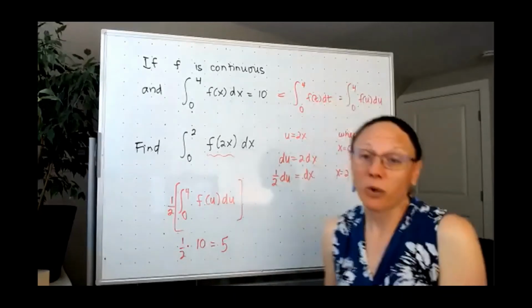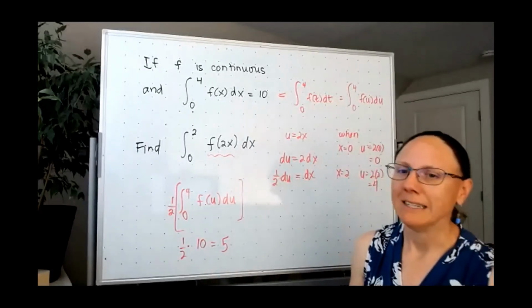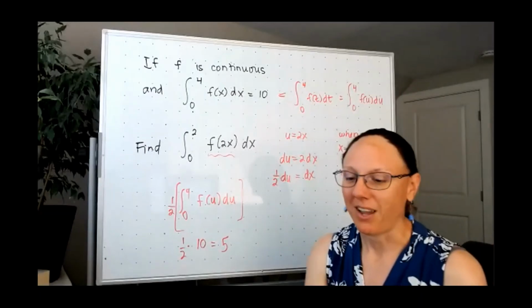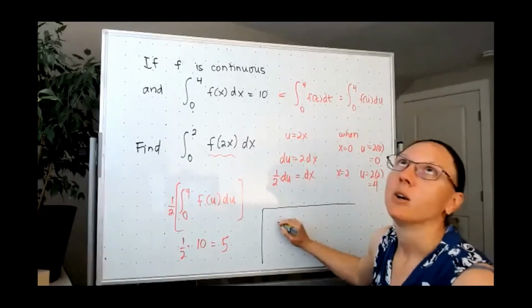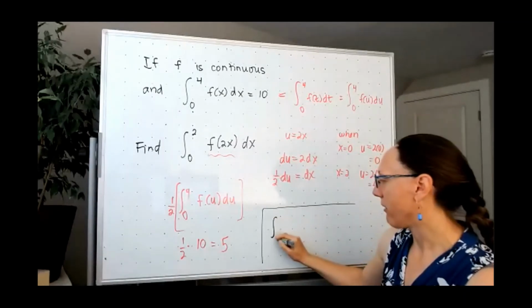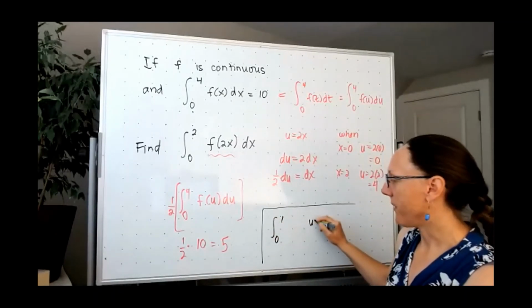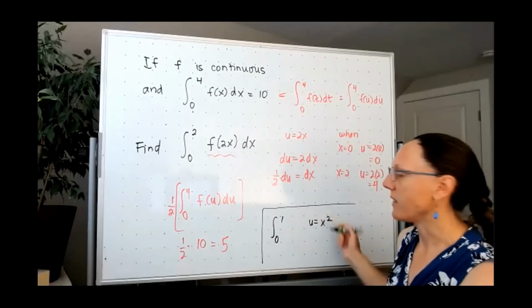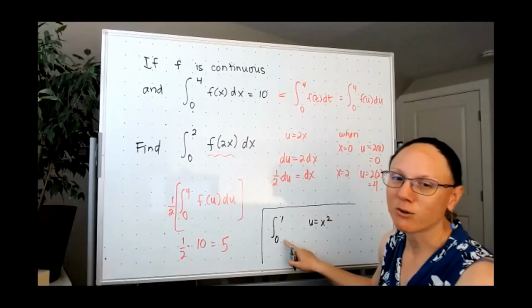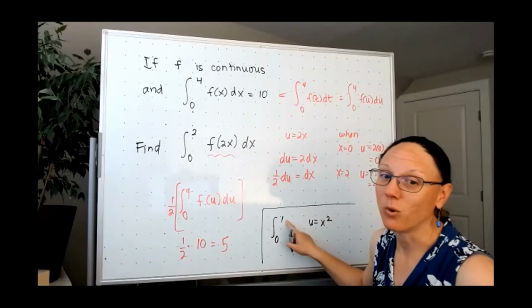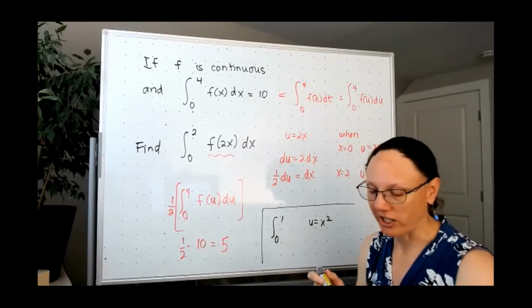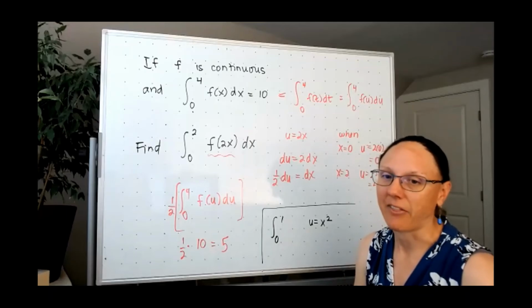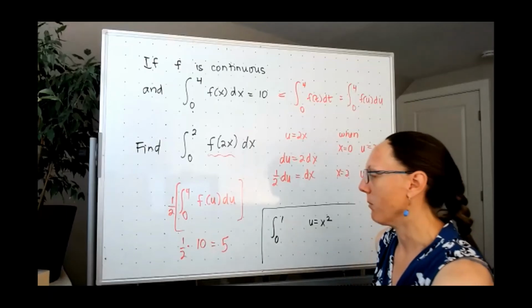The other time that we wouldn't be changing bounds is something like, for example, if I wrote a problem where we were integrating from 0 to 1, but the u substitution was that u was equal to x squared. 0 squared happens to be 0 and 1 squared happens to be 1. So even if you didn't change the bounds, you would accidentally get the right answer.